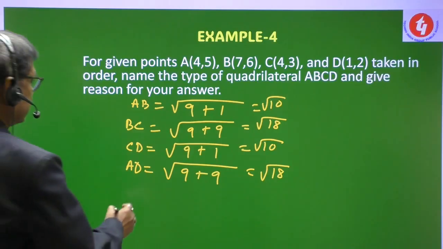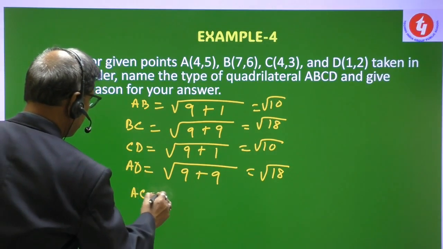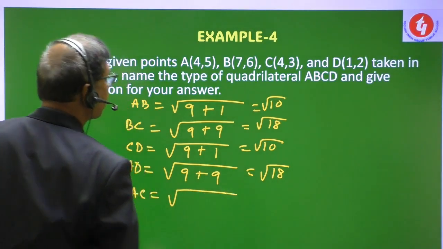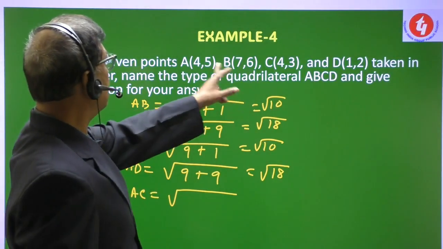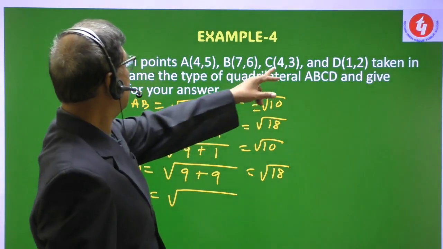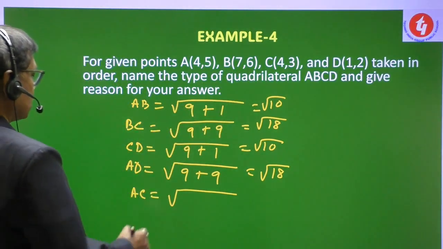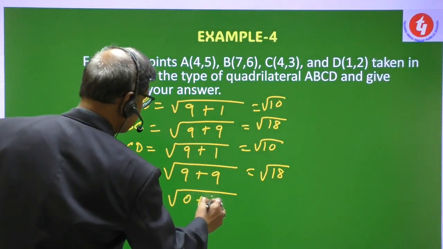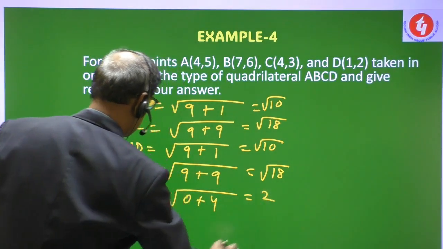Now we will find AC, the diagonal. What is the result for AC? 4 minus 4 is 0, and 3 minus 5 is minus 2, whole square, so 0 plus 4, that is 2 units.